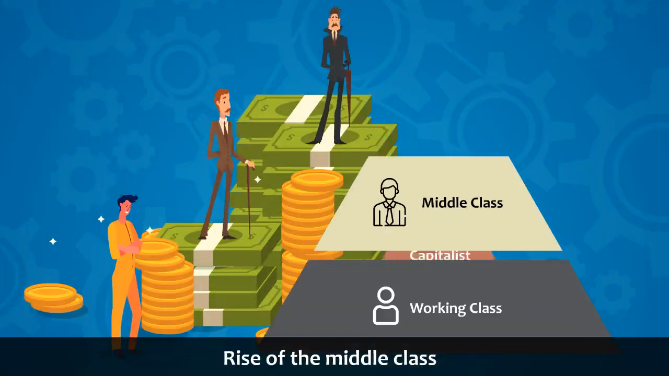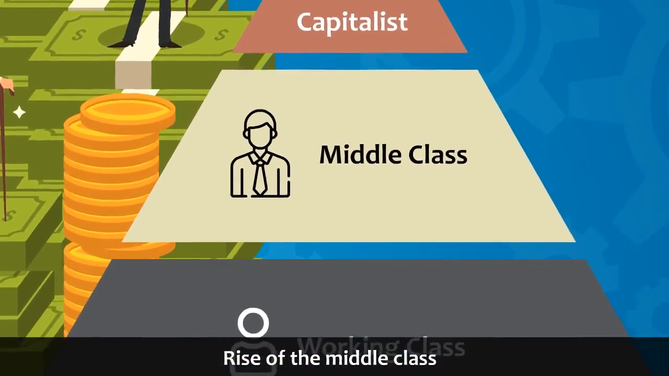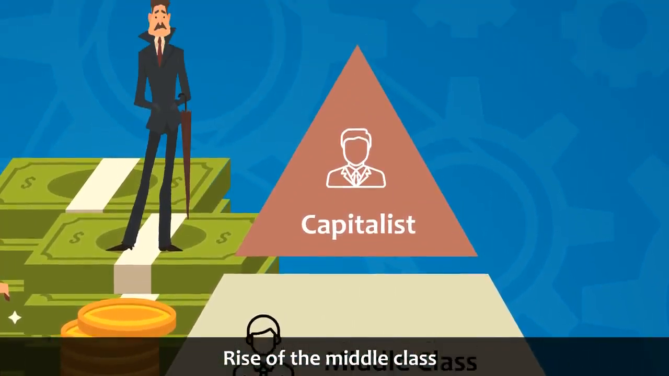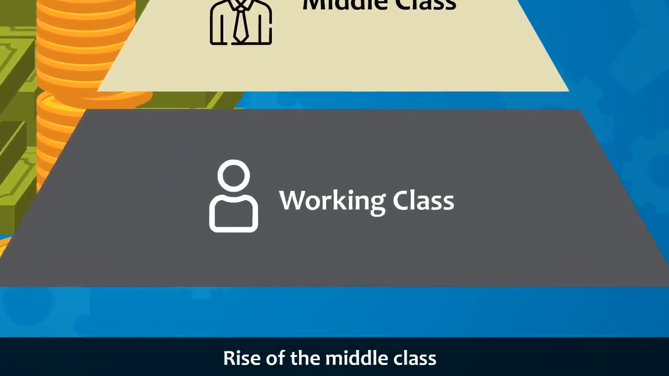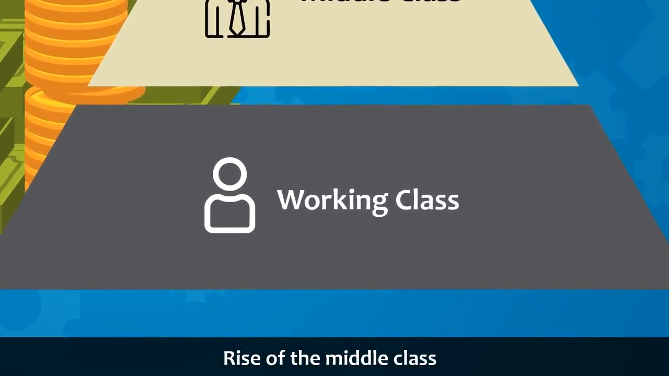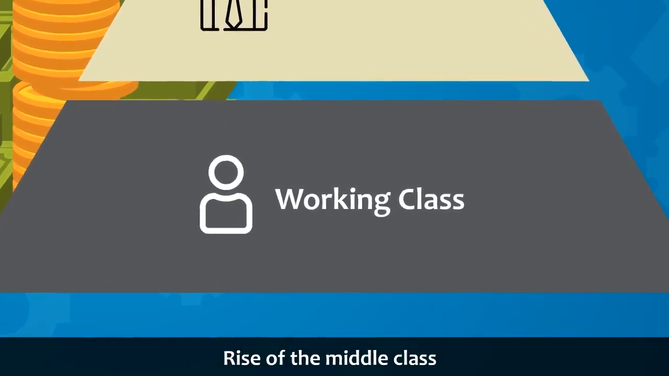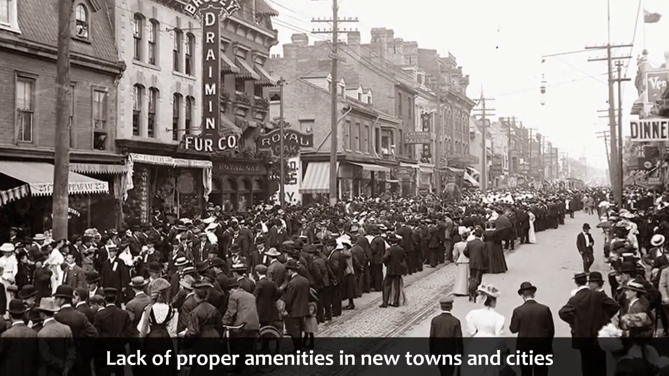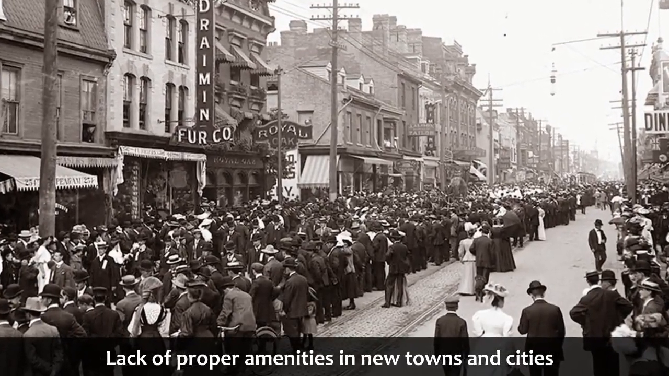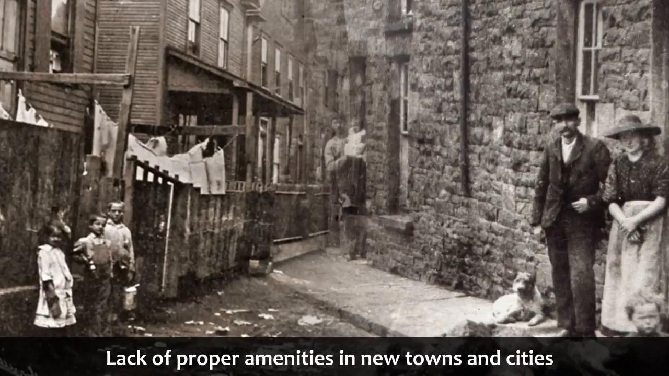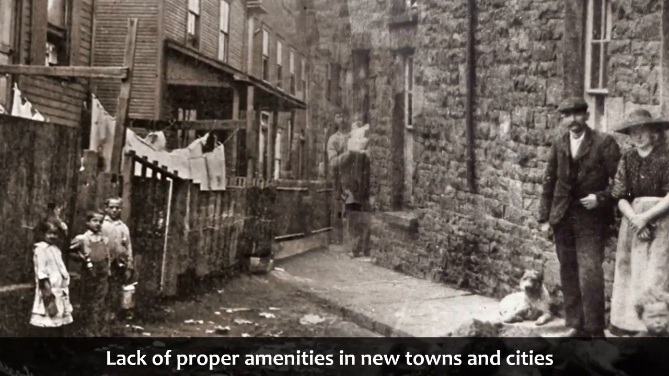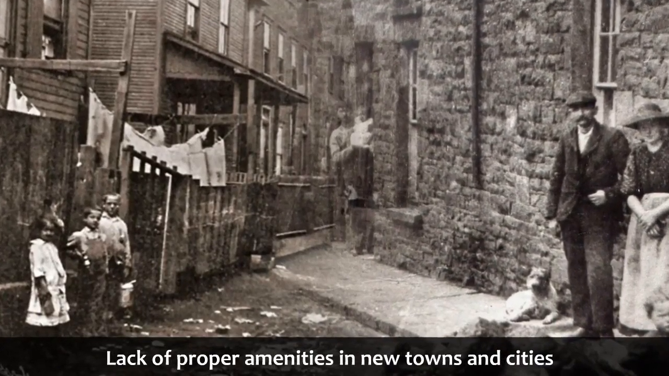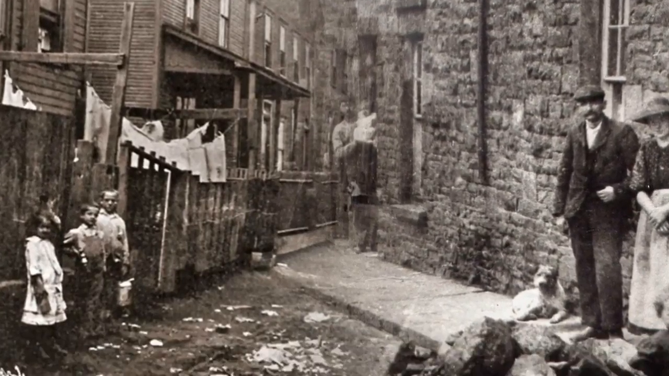A new professional social class known as the middle class emerged. They were in between capitalists and the working class and included clerks, accountants, skilled workers, and managers. Many people shifted to these emerging towns and cities in search of work. However, the pace of growth of cities did not match the provisions of adequate housing, sanitation, and clean water.